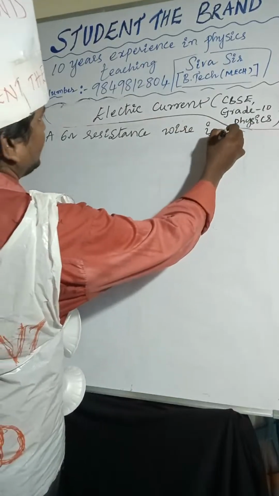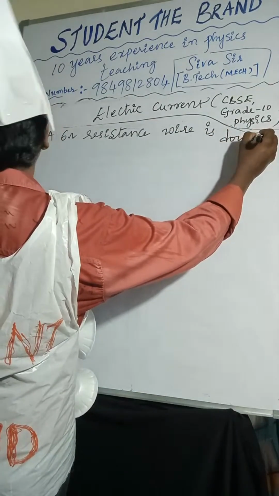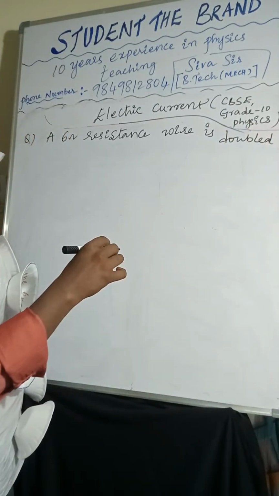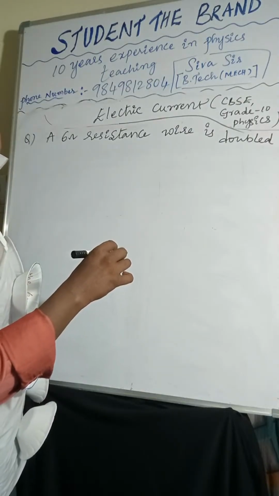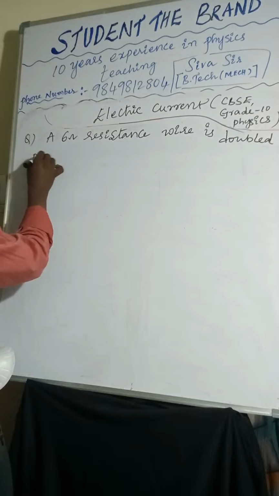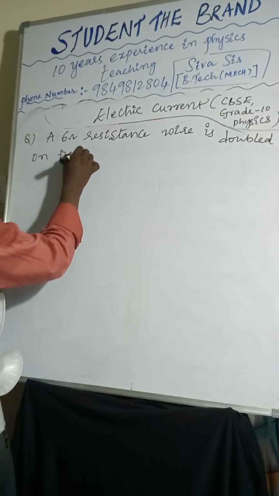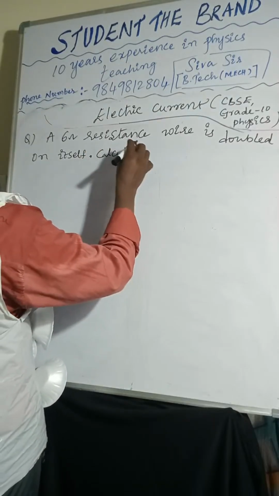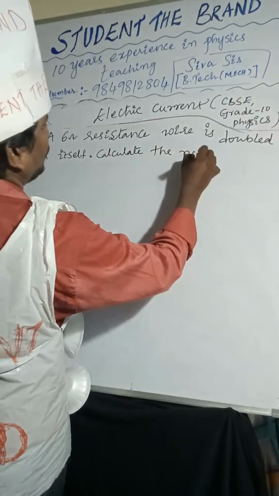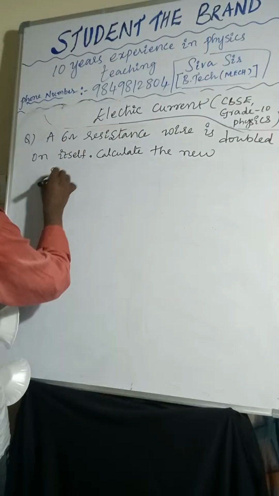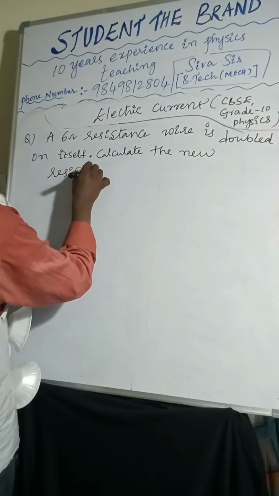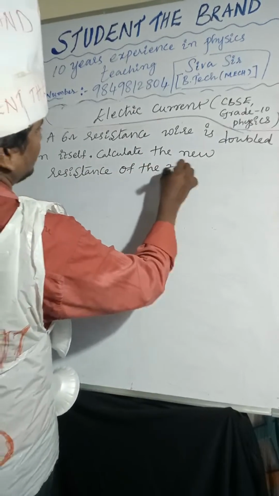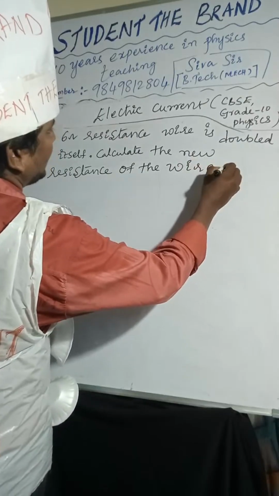This 6 ohm wire is doubled on itself. Calculate the new resistance of the wire.